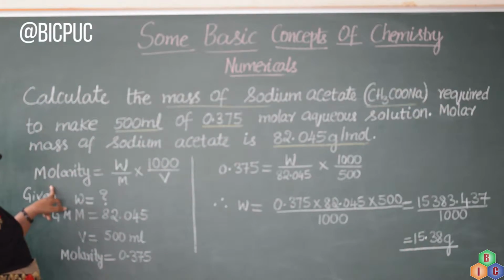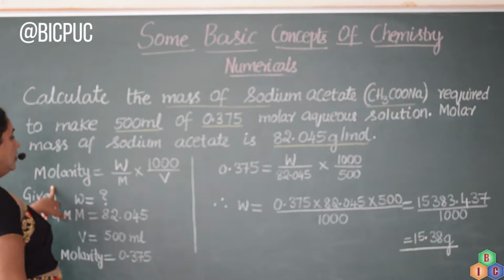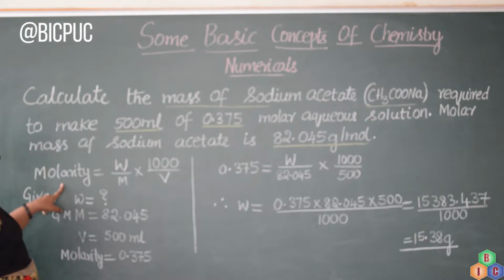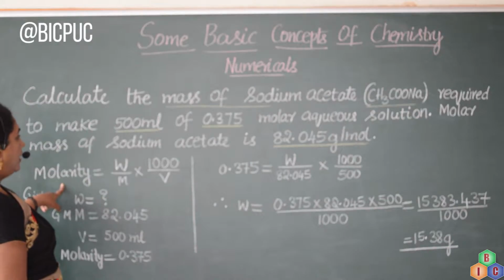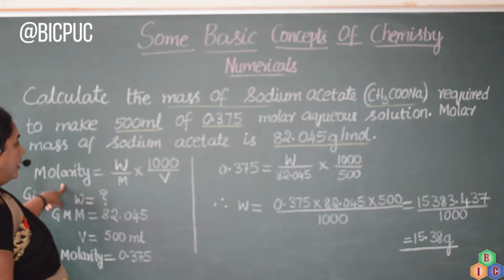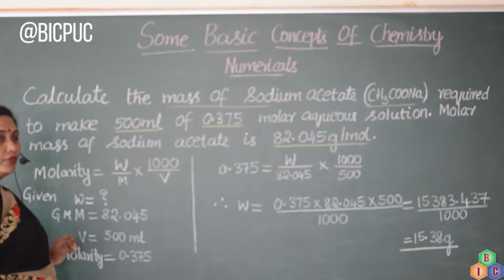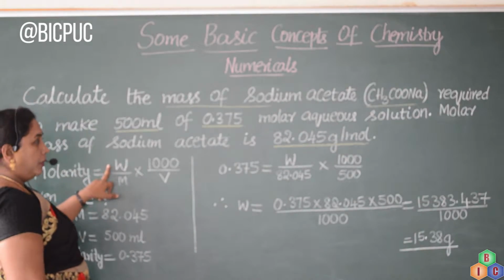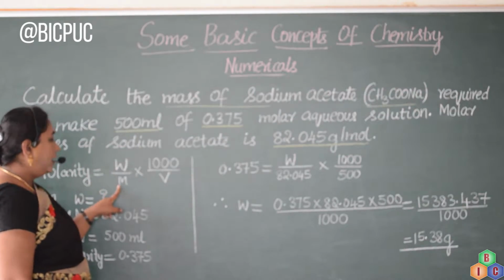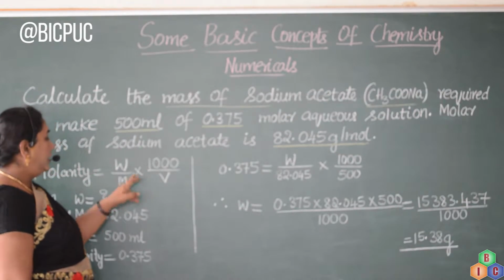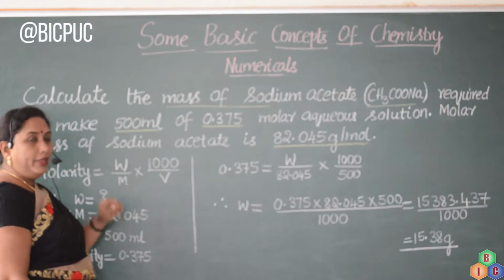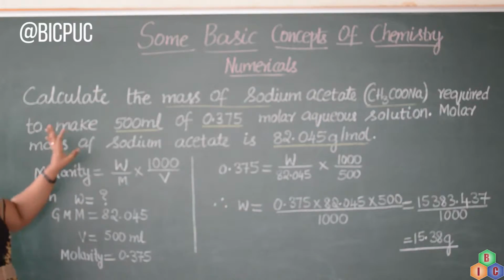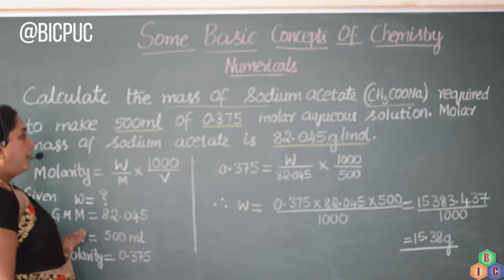Now, first let us write the relationship formula. Molarity is given to us, mass is being asked, volume is given. So, relating all of that, this is the formula to be used. Molarity is equal to W, where W means given mass, divided by molecular mass, into 1000 by V. V means volume. Now, first let us write down all the data that is given to us in this problem.